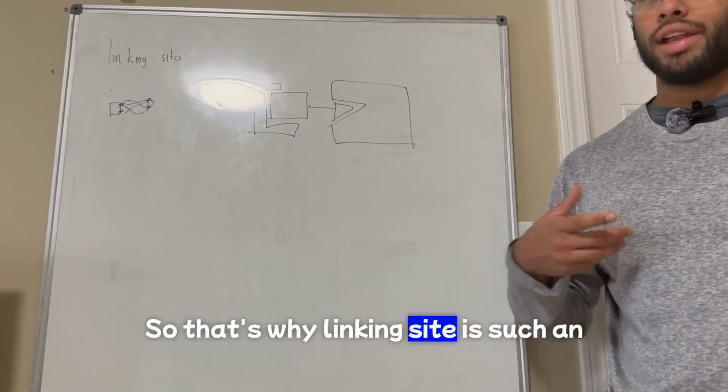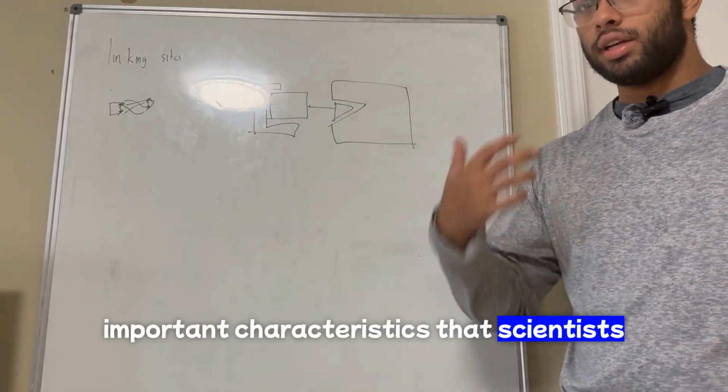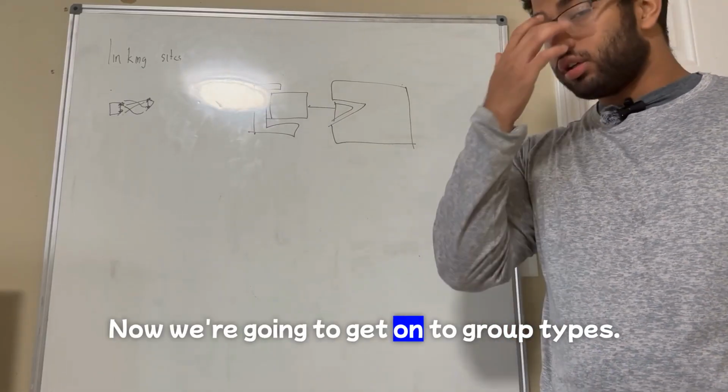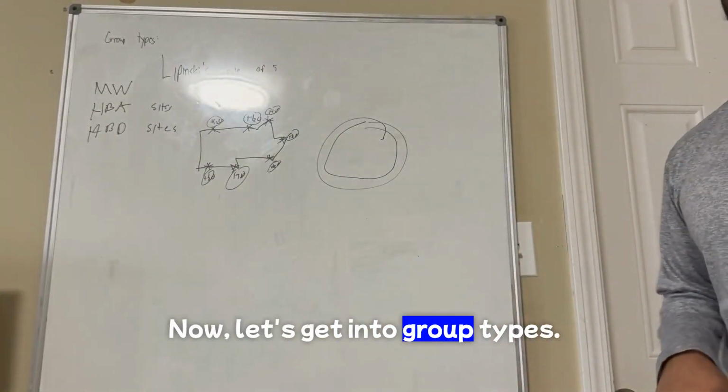So that's why linking site is such an important characteristic that scientists consider. Now we're going to get on to group types. Now let's get into group types.